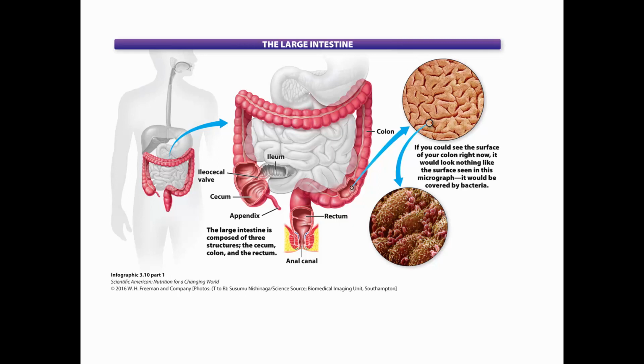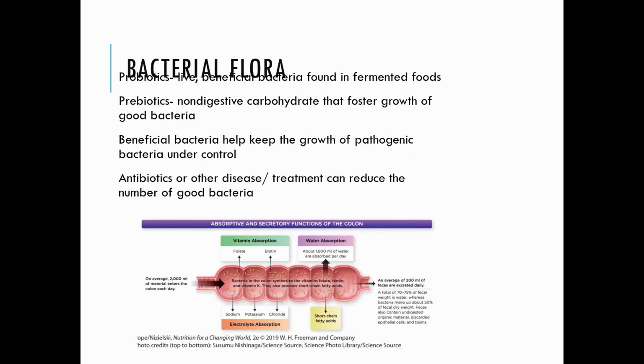The ileum, you can see the ascending colon, transverse colon, descending colon, and you can see the surface would be covered by bacteria. So there's just bacteria all throughout our large intestines. Sorry, the formatting changed when it updated, so I apologize for that slide. But what that says is probiotics are those live beneficial bacteria in fermented foods, and you've probably heard of probiotics. Prebiotics are the non-digestive carbohydrates or fibers that foster the growth of good bacteria, so they are important in our diet to help maintain our good bacteria.